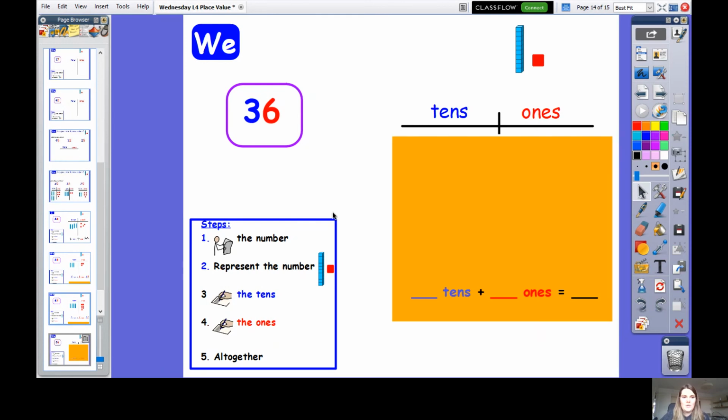Fantastic. Okay, last one. This time I want you to do the whole thing all by yourself. I think you can do it. You're finding 36. Read the steps, remember your steps, and have a go. Can you represent 36 using the place value chart and then write the sum? Okay, you've got 3 minutes. Put me on pause. Have a go.